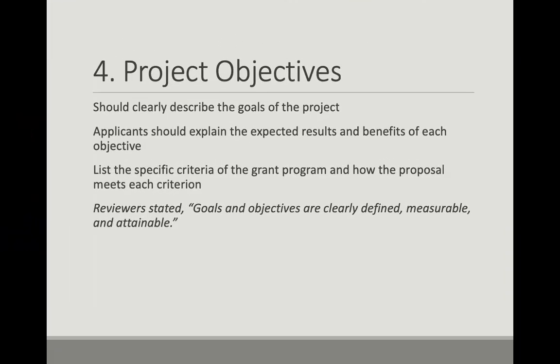The next section, which is the project objectives, should clearly state what your goals and objectives are for this project. Applicants should explain the expected results and benefits of each objective and how they expect their objectives to turn out. There should be a list of the specific criteria of the grant program and how the proposal meets each criterion.